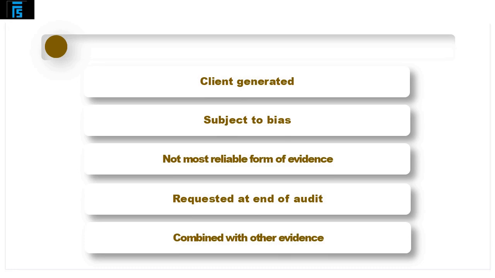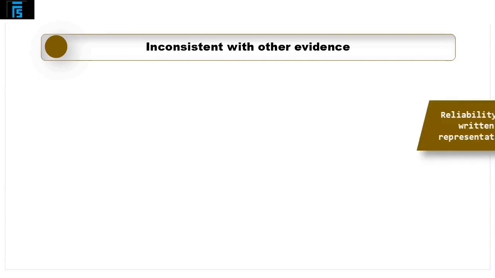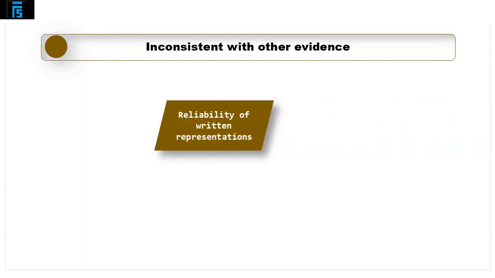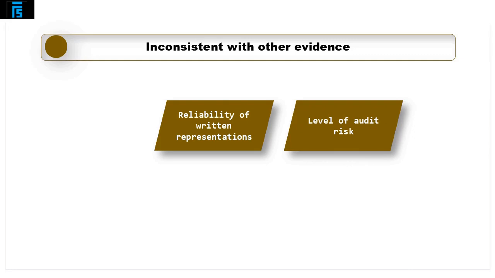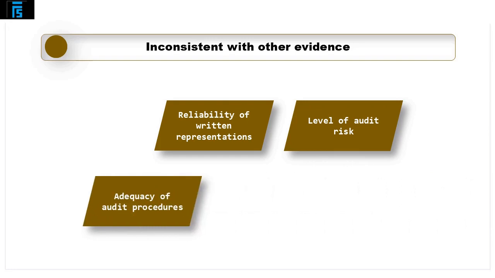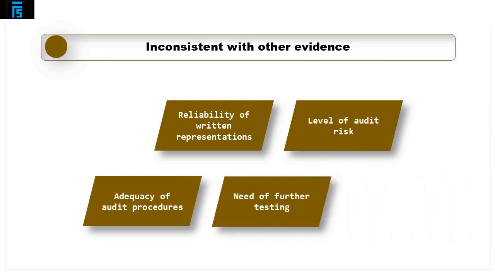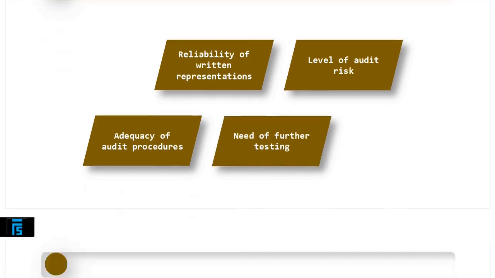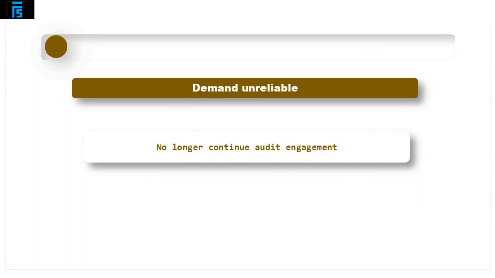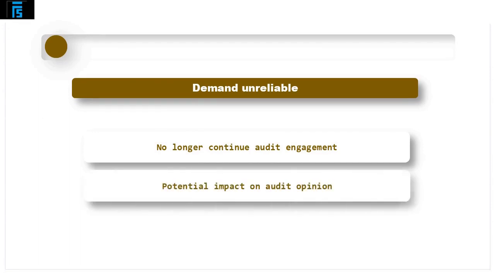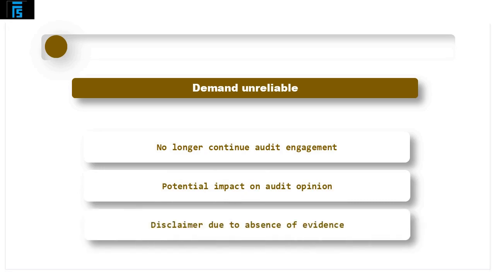When written representations are obtained, if they are not consistent with the evidence collected so far, the auditor must consider whether the representations are reliable, whether audit risk, the risk of giving an inappropriate opinion, is higher than first planned, and if the audit procedures completed so far are enough and whether further testing is needed. If deemed unreliable, the auditor may decide they can no longer continue the audit engagement. It will also potentially affect the audit opinion, as if not reliable, there will not be enough sufficient appropriate evidence and so a disclaimer may be issued.